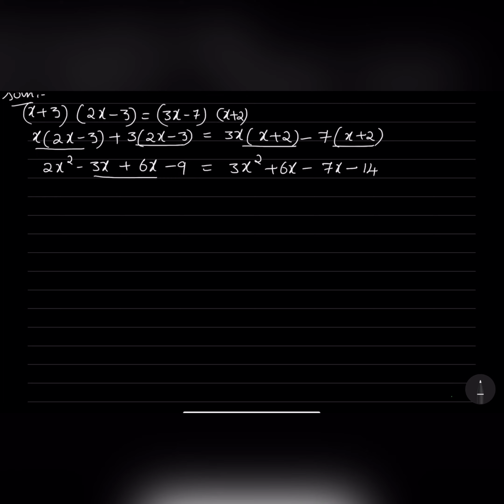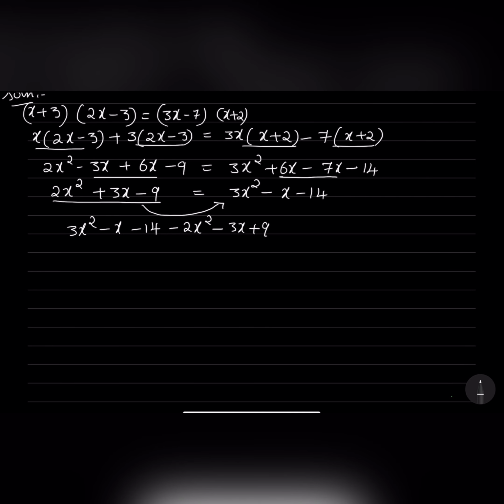And if we simplify this, here we have minus 3x plus 6x. So that we can simplify, we will get 2x² + 3x - 9 equal to 3x², and this we can simplify, will be equal to minus x minus 14. Let us get these things to the right hand side. We will get 3x² - x - 14 - 2x² - 3x + 9 equal to 0. 3x² minus 2x² is x², and minus x minus 3x is equal to minus 4x. Minus 14 plus 9, that will be equal to minus 5 equal to 0.